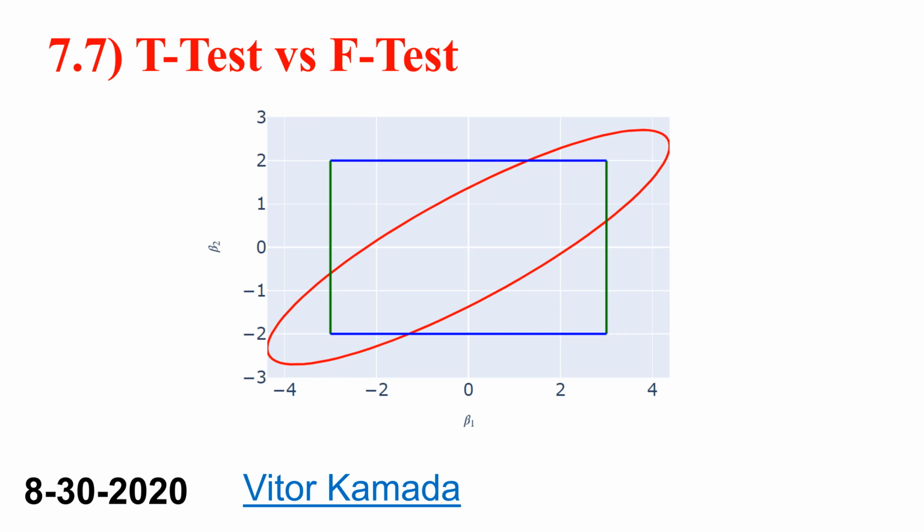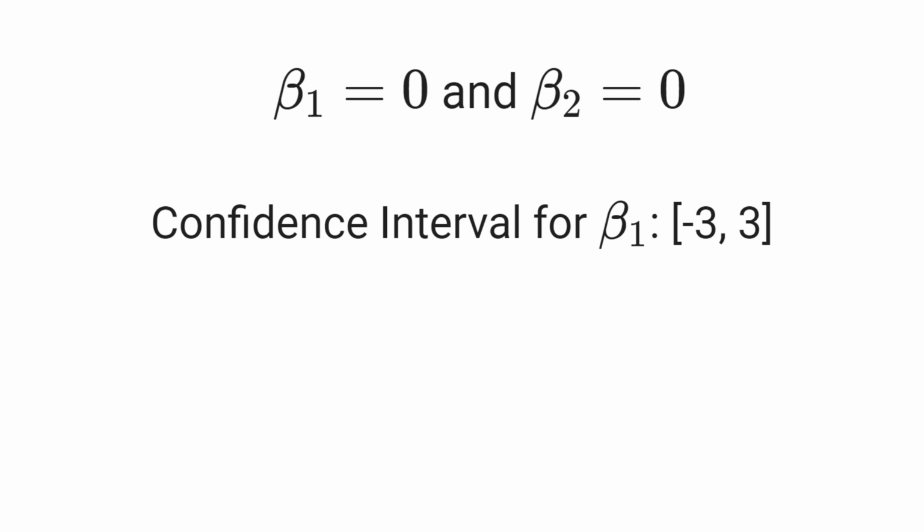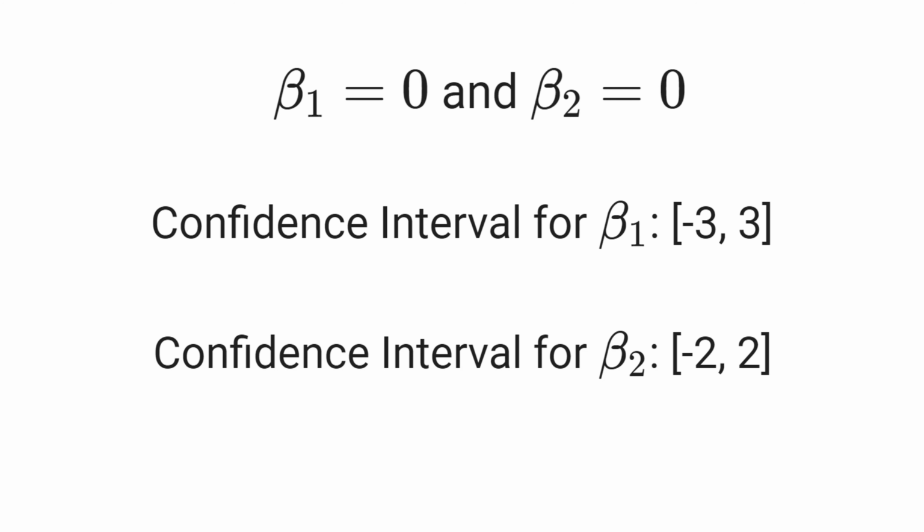In this video, you are going to learn what's the difference between t-test and f-test. Let's assume that you have two parameters of the population, beta 1 and beta 2, and both are equal 0. Suppose we get data and we construct a 95% confidence interval for beta 1, that the range is -3 to 3, and we do the same for beta 2, and the range is -2 to 2.